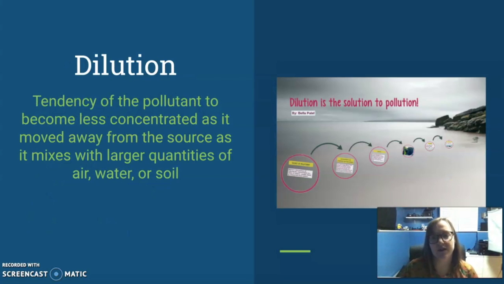Dilution is when you've got that pollutant becoming less and less concentrated as it moves away from the source. So dilution and dispersion go together. As they go away from the source, they become less and less concentrated because you've got it mixing with larger amounts of air or water or soil. So both of those help because, obviously, all the time the dose matters, which is why we have that LD50.